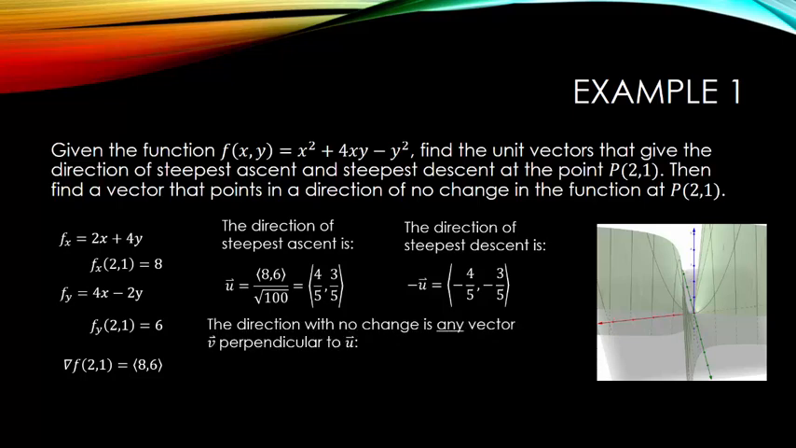The direction with no change is any vector v that is perpendicular to u. If it's perpendicular, I know that if I take u and dot it with the components of v, my result will be 0.